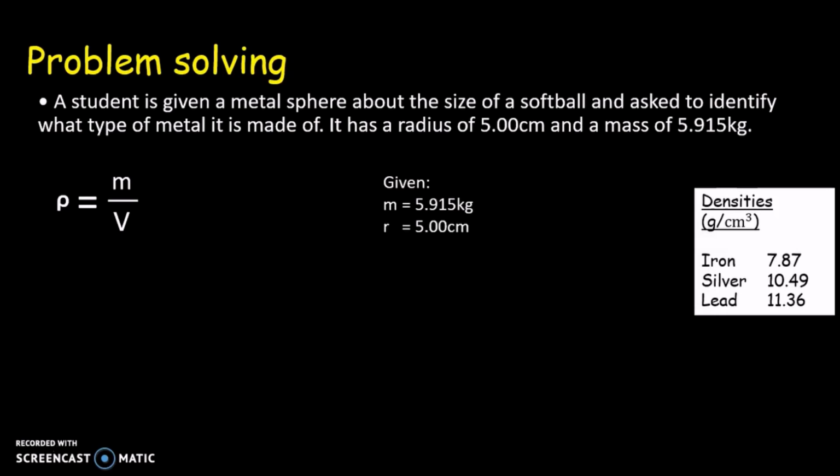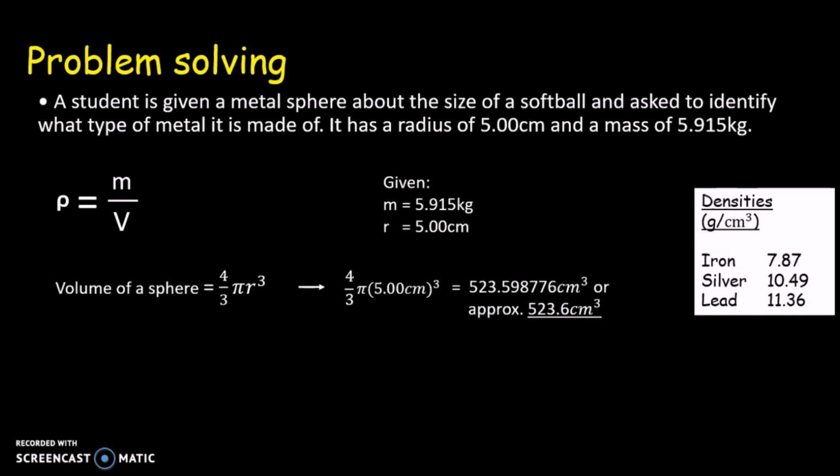We have a mass, but we have no volume. But it is a sphere, and the volume of a sphere is given by this equation. 4/3 pi multiplied by the radius to the 3rd power. And let's input the radius. 4/3 pi multiplied by 5 cm raised to the 3rd power, and we'll get 523.598776 cubic centimeters, or approximately 523.6 cubic centimeters. And now we have the volume.